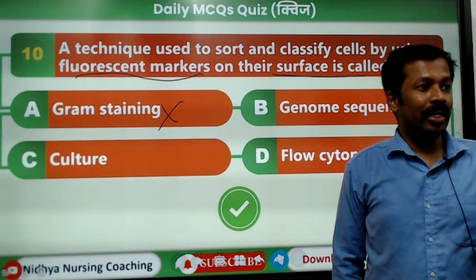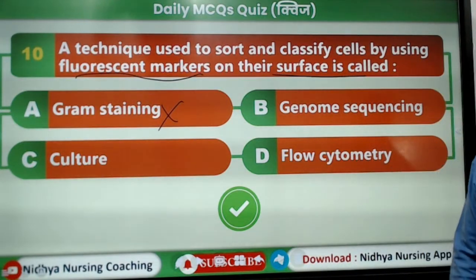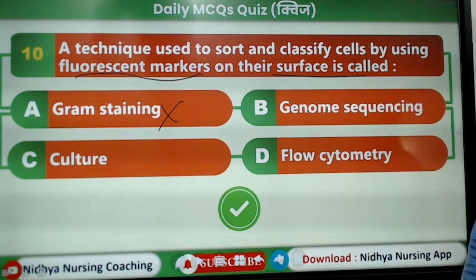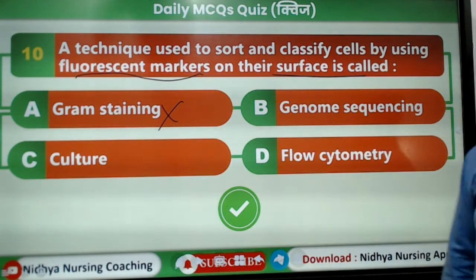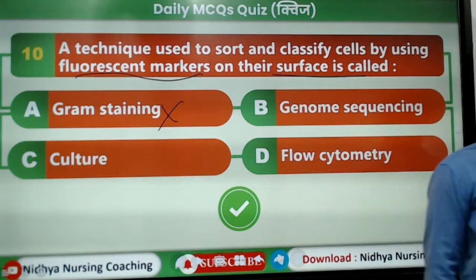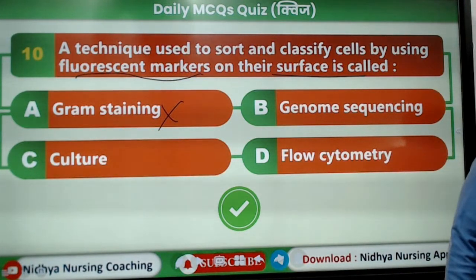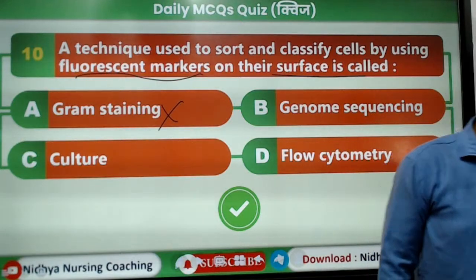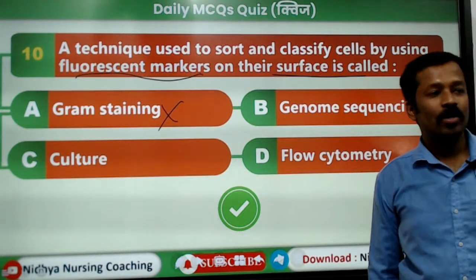Culture and growth medium are not for identifying or sorting, isn't it? Fine. Yeah. What is the answer? What is that? Have you heard about FACS?